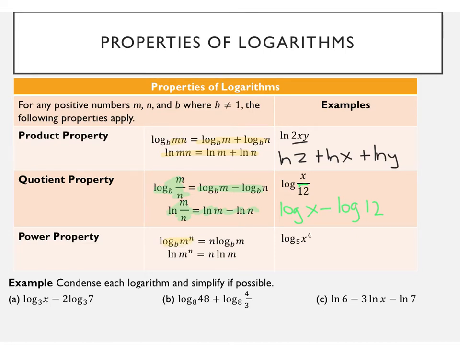Power rule, all that means is if I have some log of some number raised to that power, I just bring the power in front of the log. And the same is true here. We're just going to drop the power in front of the log. So 4 log base 5 of x.